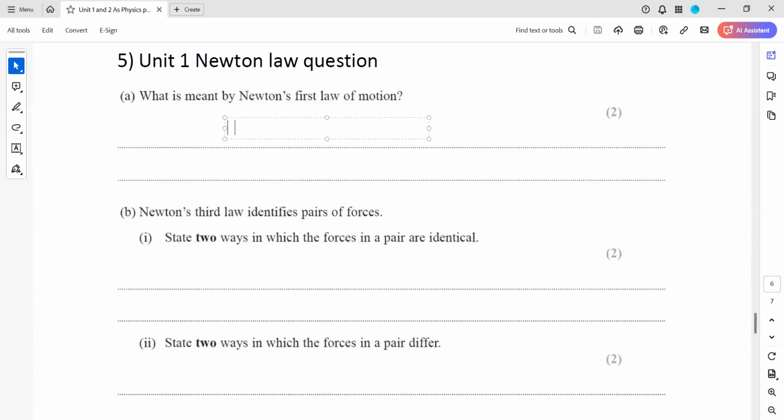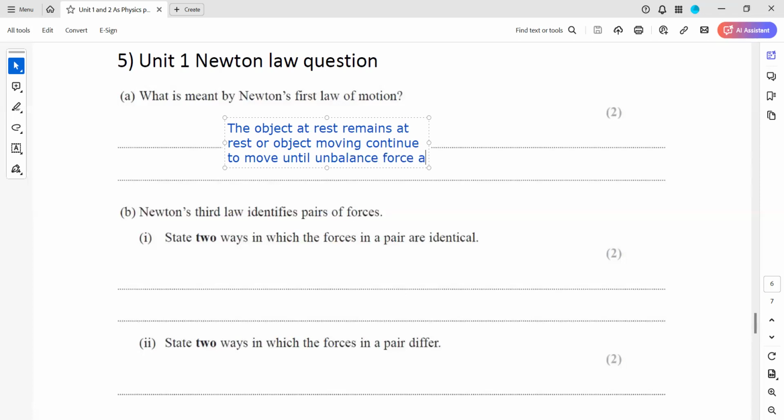So the object at rest remains at rest, or an object moving continues to move until an unbalanced or resultant force acts on it. And Newton's first law is also known as the law of inertia.